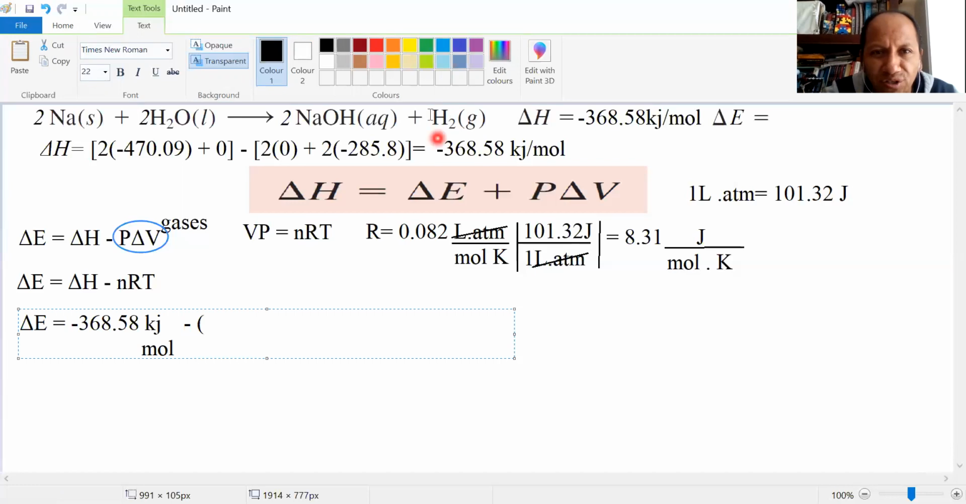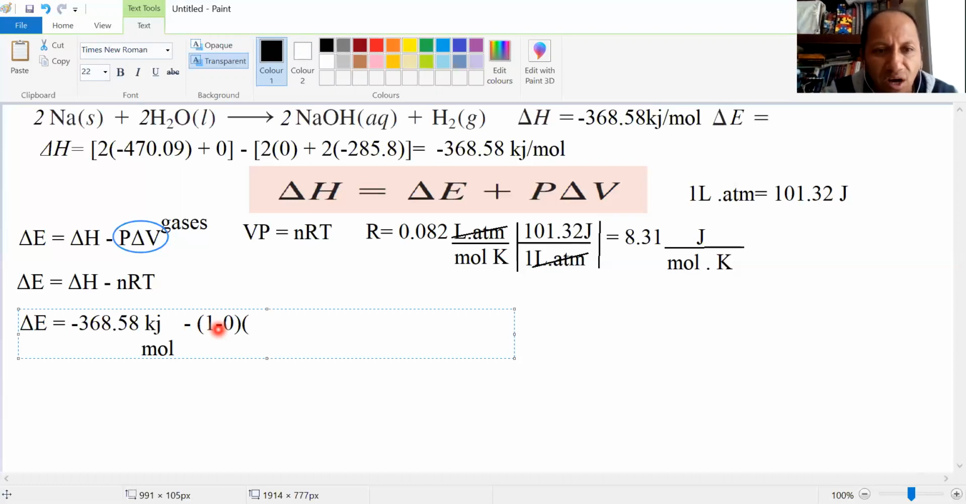Let's analyze the equation. You have 1 mole of gas at the end. This is not a gas, so we don't count this one. It says 1 mole minus the number of moles of gases from the beginning. Water is liquid, so you don't have a gas. Sodium is not a gas, so definitely it is 1 from the product minus 0 moles from the reactants. So that's the number of moles I'm just replacing.